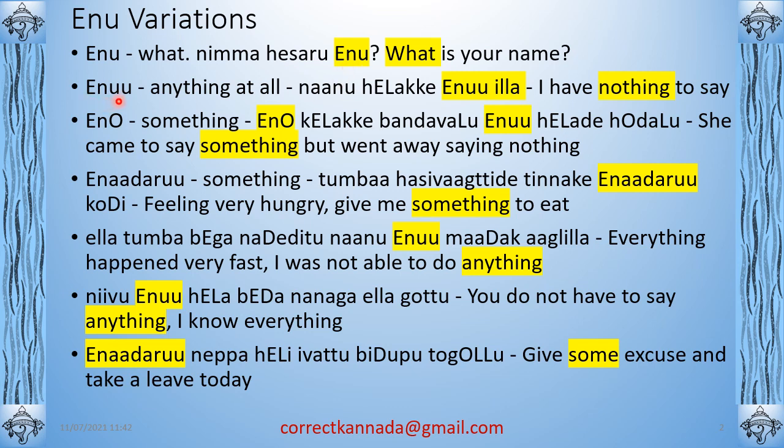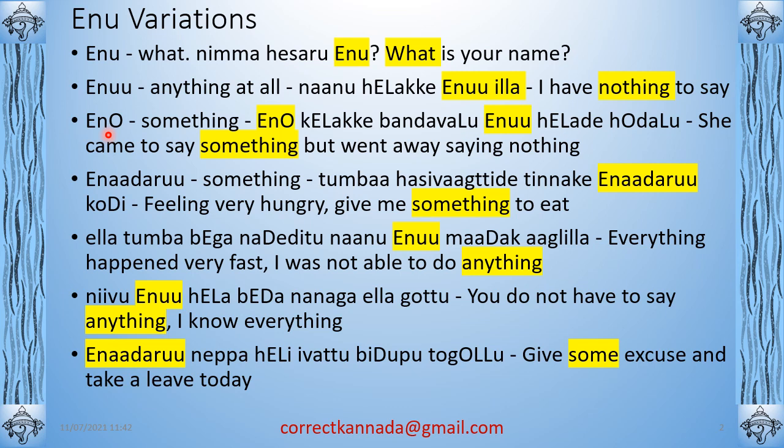Second one, Enu is the second form. This is Enu, right? The U is Harsva. But when you make the U as Dirgha, Enu, right? Then it means anything at all. Okay? So ನಾನು ಹೇಳಕ್ಕೆ ಏನೂ ಇಲ್ಲ. I have nothing to say. In other words, because illa is there, that's why it becomes nothing. So enu illa means anything no. Anything no means nothing. Okay. So nanu helakke enu illa means I have nothing to say.